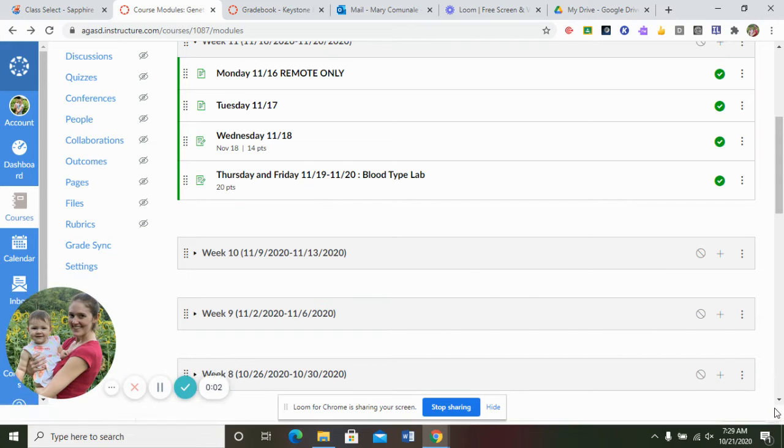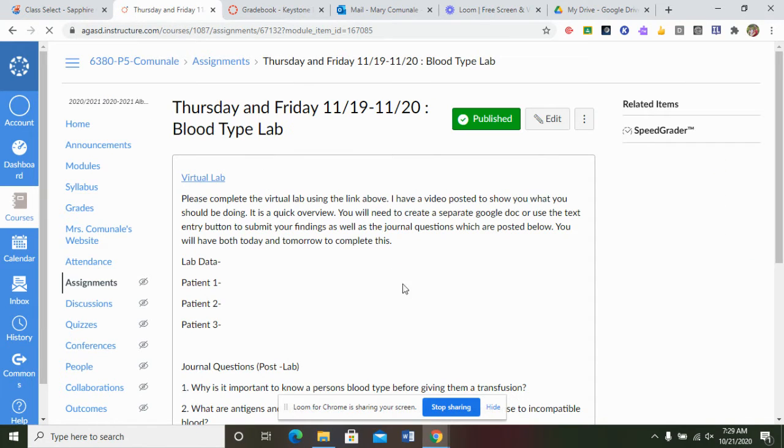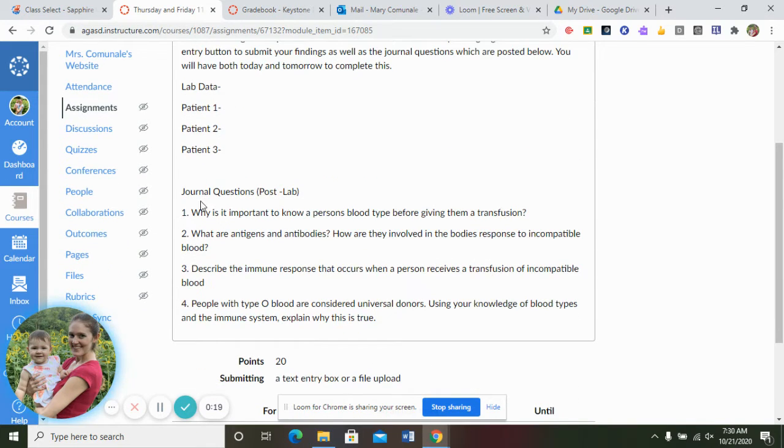Hi guys. For today and tomorrow, you're going to be doing an online blood lab if you're remote or if you're going to be missing those 2 days. So I have the link to the virtual lab right up here. And these are the data points that you'll be collecting for patient 1, 2, and 3. And then there are 4 journal questions that you'll answer at the end.